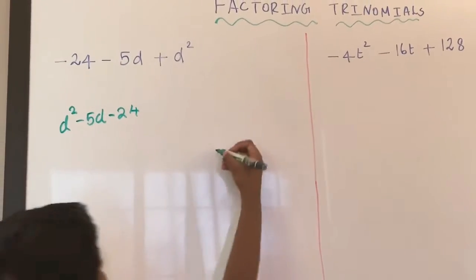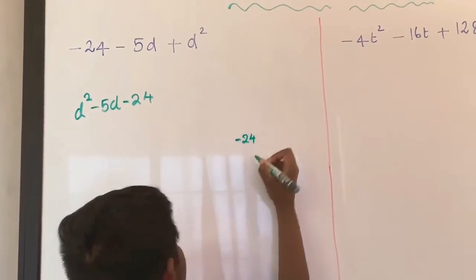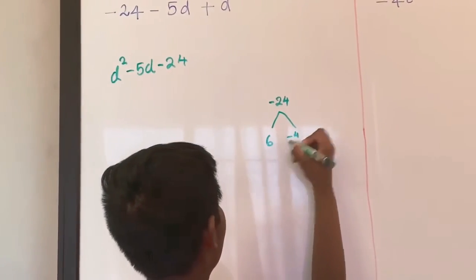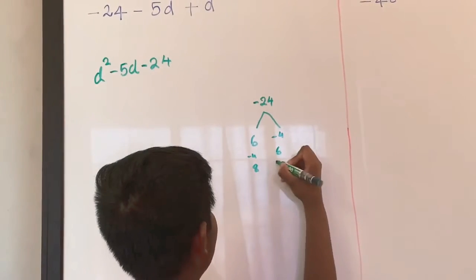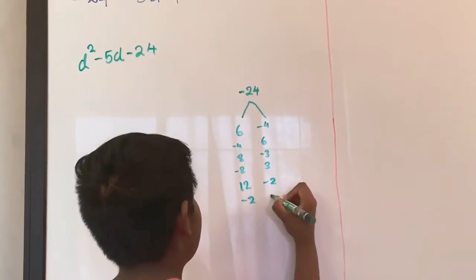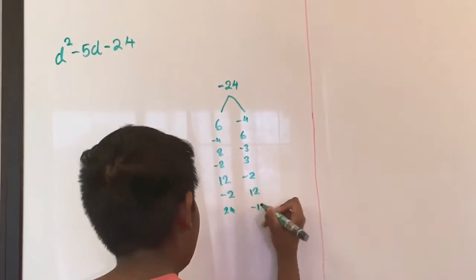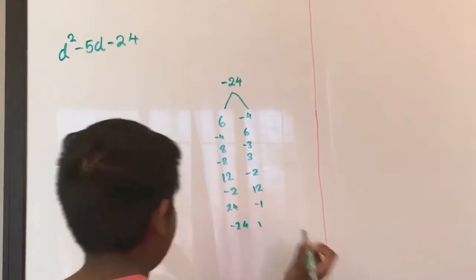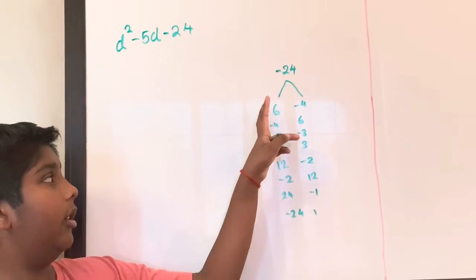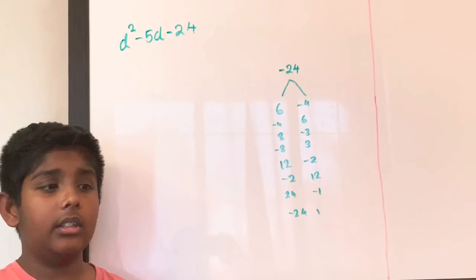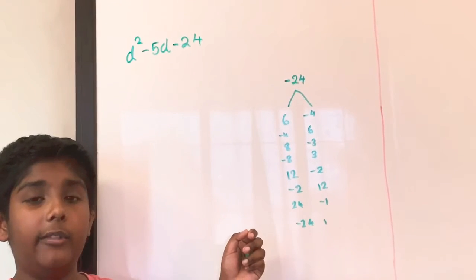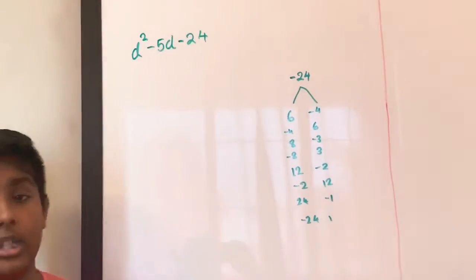So we have to take our constant number. It is negative 24. So what are the factors for negative 24? Let's see. 6 times negative 4, negative 4 times 6, 8 times negative 3, negative 8 times 3, 12 times negative 2, negative 2 times 12, 24 times negative 1, negative 24 times 1. So these are all the factors for negative 24. For sure, if we multiply these factors, our answer is going to be negative 24. So now let's see which two factors, if we add them together, we will get negative 5, because that is our middle term.